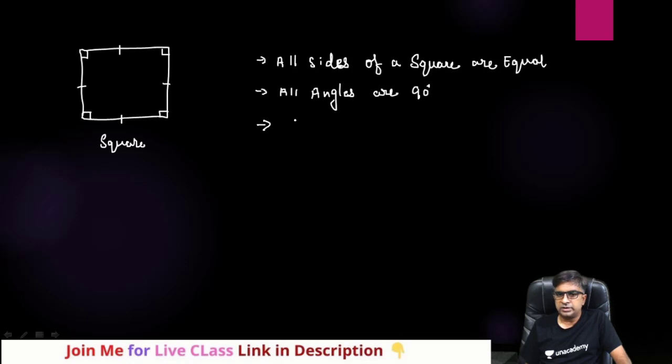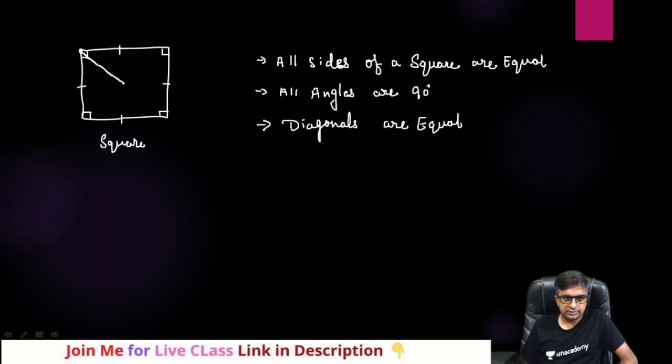Now diagonals are equal. What are diagonals? Many students don't know. Diagonal means the line joining one vertex to the opposite vertex. This line is called a diagonal. ABCD is a square, and AC will be your first diagonal and BD will be your second diagonal. Both the diagonals will be equal.